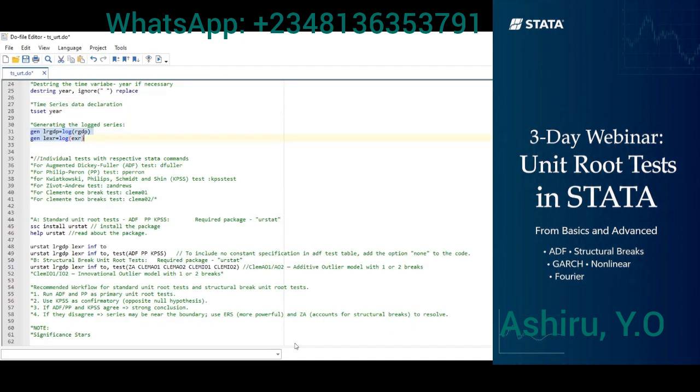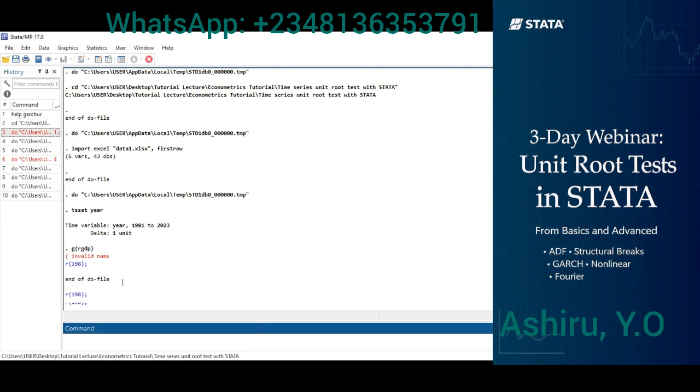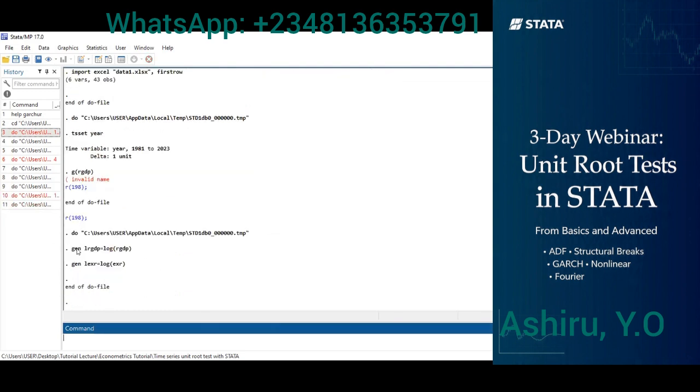Here are the two files. I've already imported the data set. Now I'm going to declare a time series, so I'll do that now. Okay, done. I'll generate the log series. Okay, I've done that. Now, let me check the data environment to see if there was any issue. No issue. I don't think there's any issue.